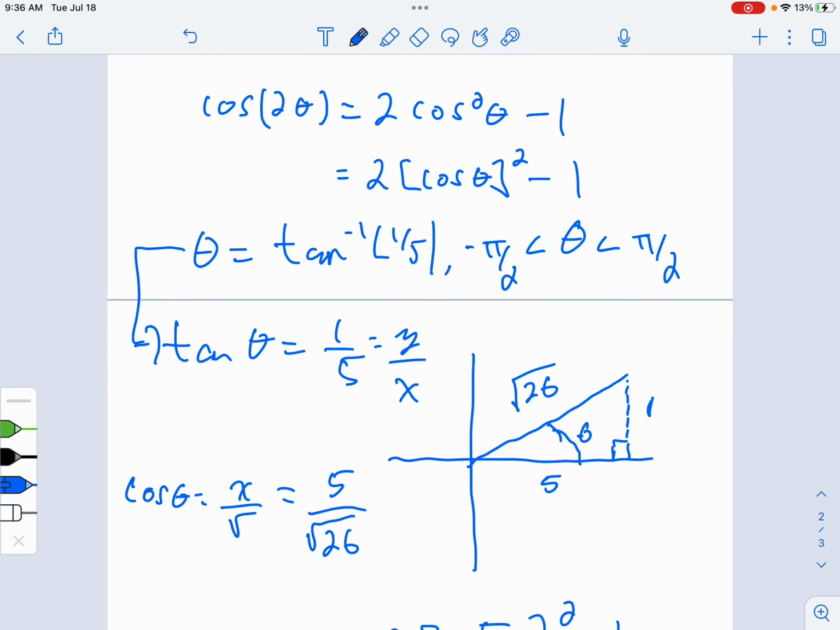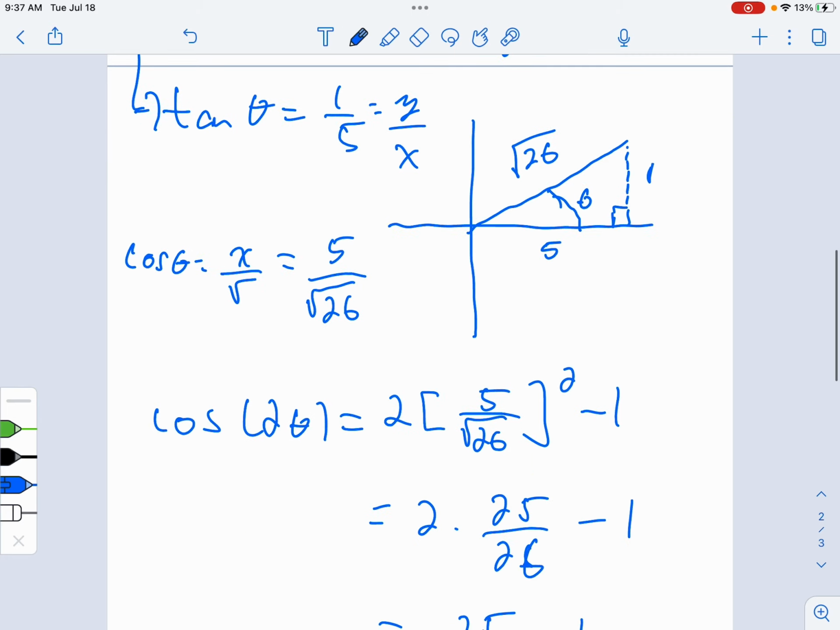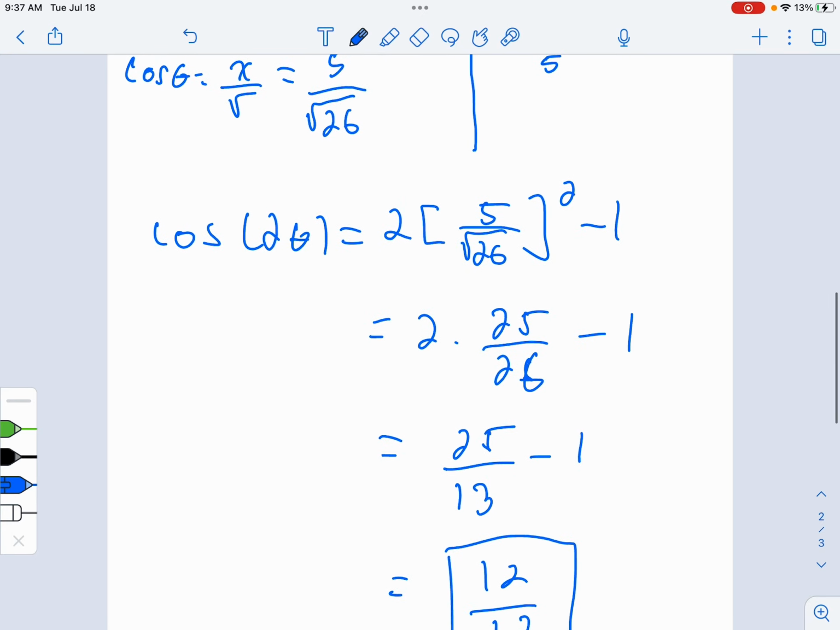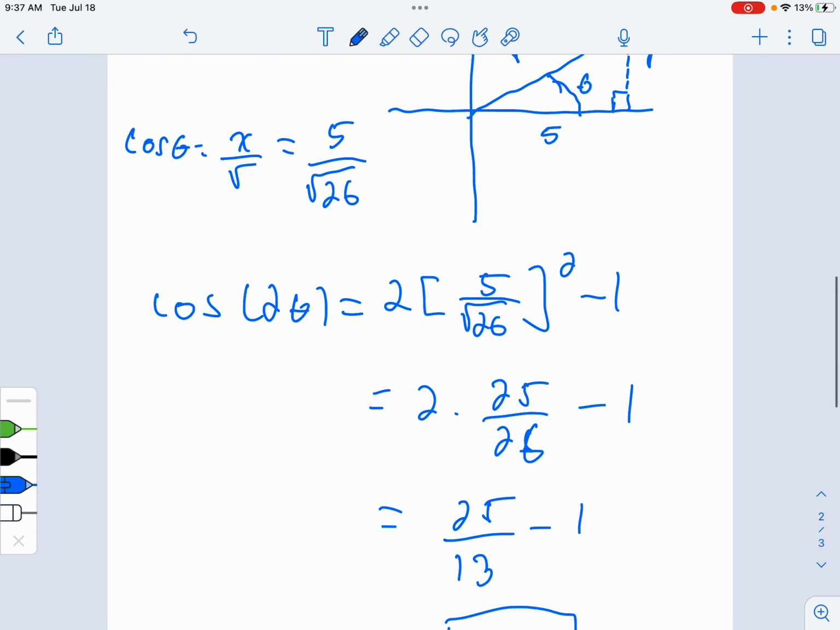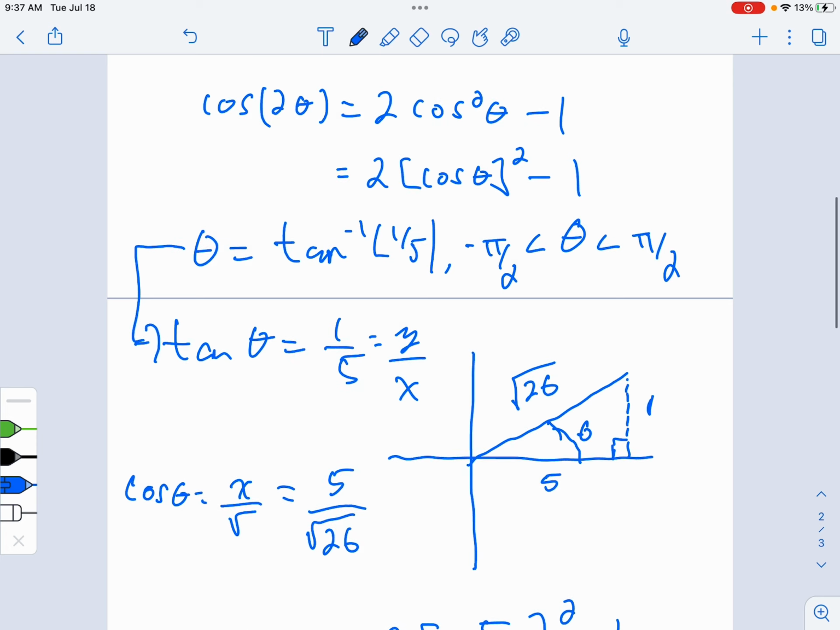So I drew out the scenario. I said it has to be in the first quadrant. I used our definition of what tangent is, y over x, and the definition of cosine is x over r, so it's 5 over root 26. So we found that out. Again, we had to do a little bit of work to find r with the Pythagorean theorem, but I think that's all right. And finally, we get our answer, 12 over 13. Okay. Well, thank you very much for your time. Appreciate it. Hope this helps.